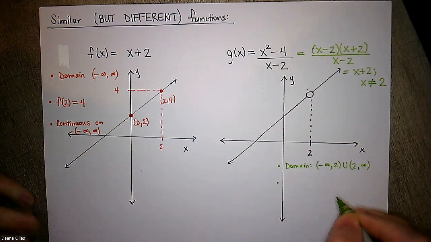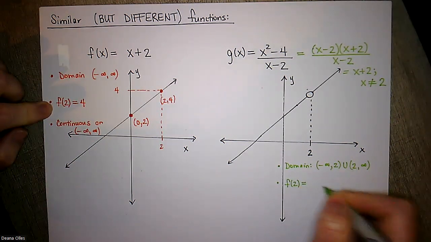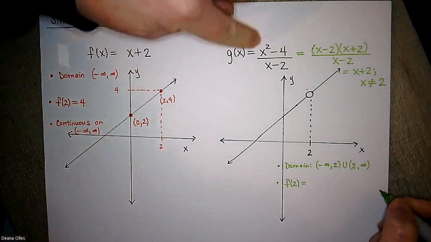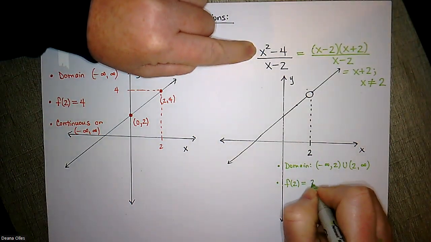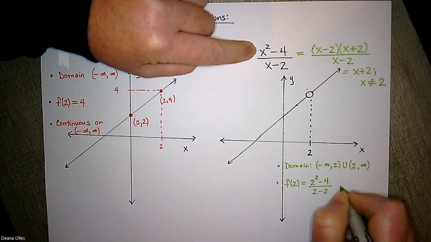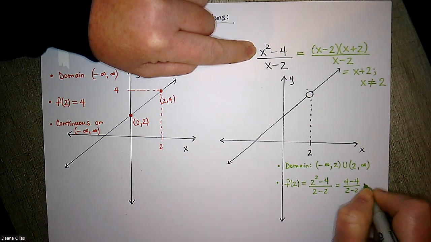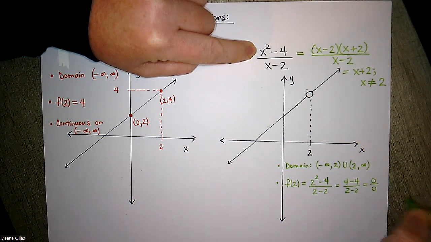All right, let's go ahead and see here. F of 2. Well, we should know that this is undefined. If we plug in 2 here, we get 2 squared minus 4 divided by 2 minus 2. So we get 4 minus 4 over 2 minus 2. And that's 0 over 0.